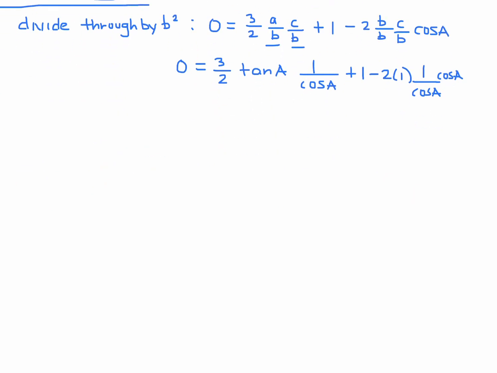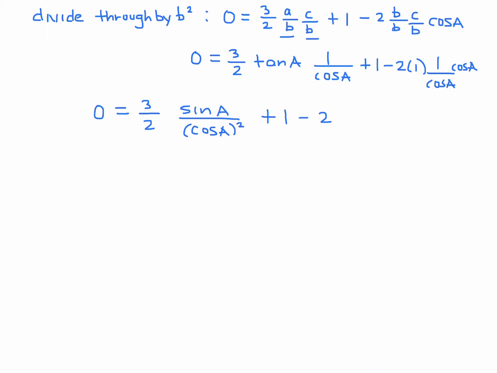Okay, so now we can move this up. This is very manageable, I hope. We've got 0 is equal to 3 over 2. Tan, of course, is sine over cos, like that. And then we've got 1, and then this just cancels and becomes just minus 2. So that's very helpful.